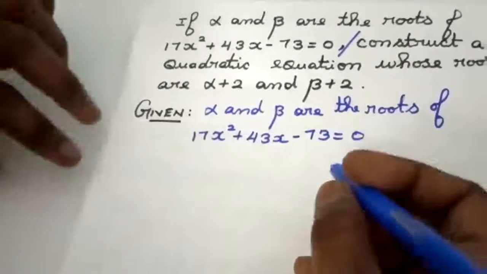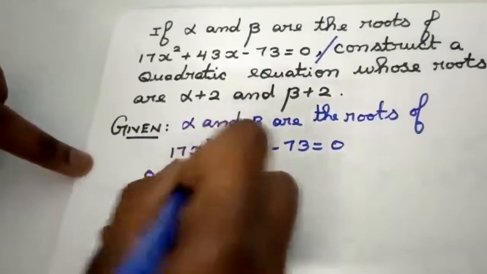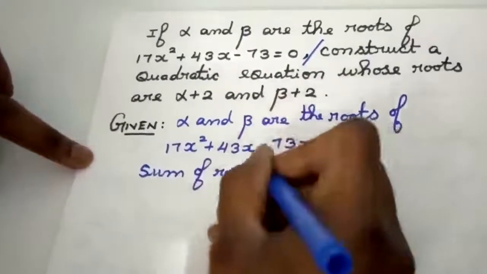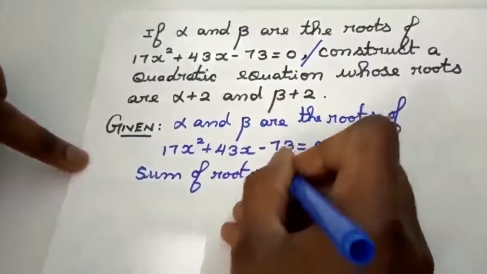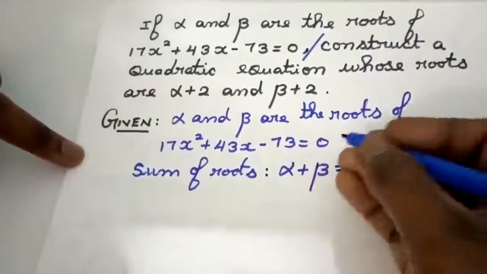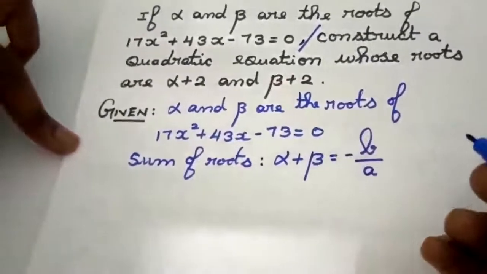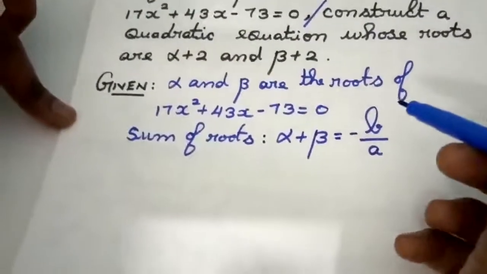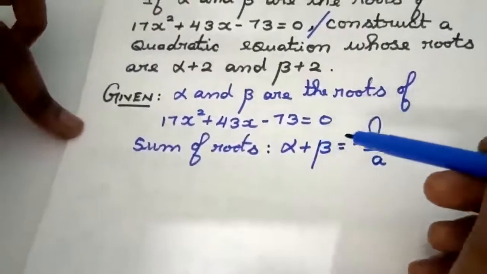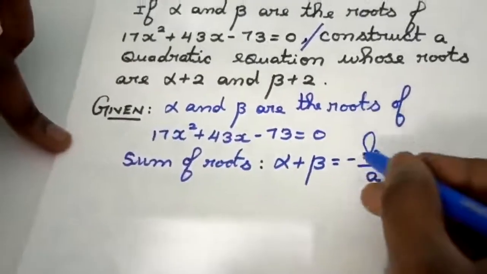I am going to apply it here, that is, sum of roots is nothing but alpha plus beta equal to minus b by a. Since I am not having the value for alpha plus beta, what is the condition we know? Alpha plus beta equal to minus b by a. That is, the left hand side and right hand side answer will be the same. Since I am not having the value for the left hand side, I am going to calculate the right hand side.